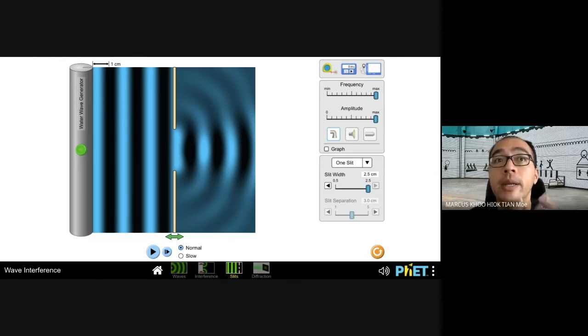Another possible answer, and I don't know whether the rest of you wrote this. If you wrote this, it can also be correct: the smaller the gap, the more spread out the diffracted wave. A smaller gap has more spreading. And of course, the other way around also works. The bigger the gap, the less spread out it will be. These would be the two relationships that we can put in.